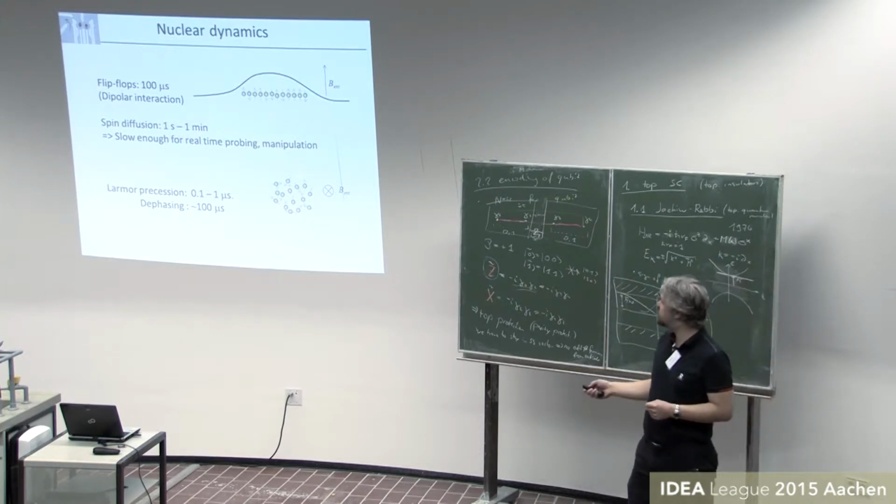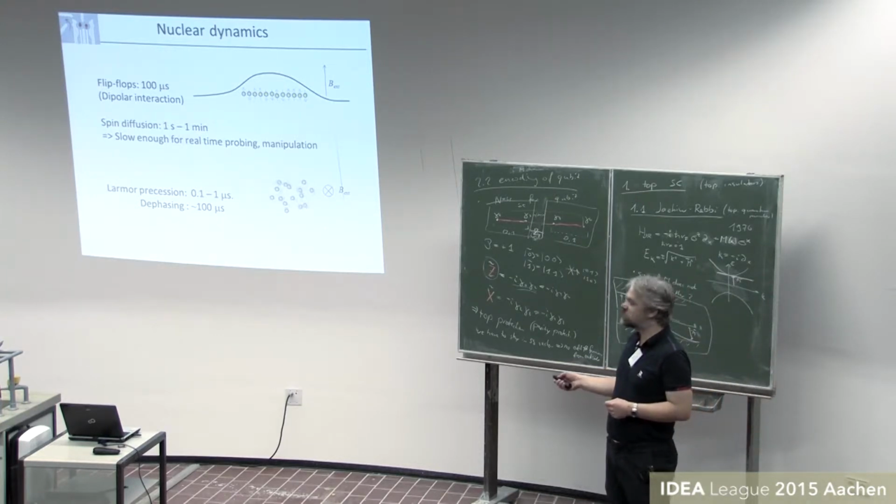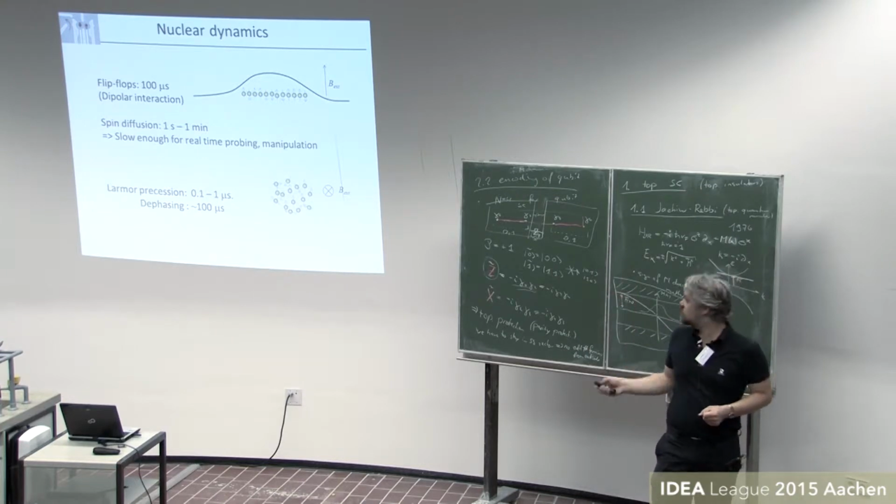What also plays a role is the Larmor precession of the nuclear spins. They all precess around an external magnetic field.